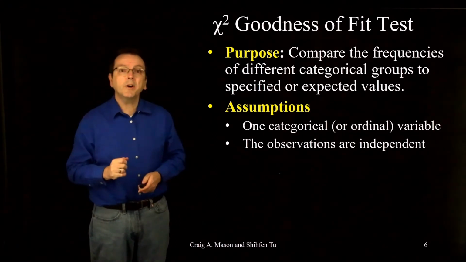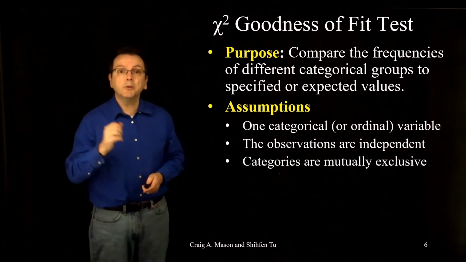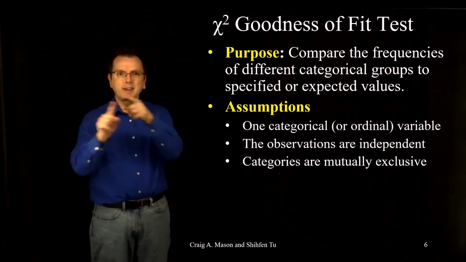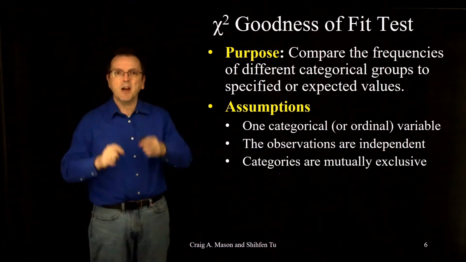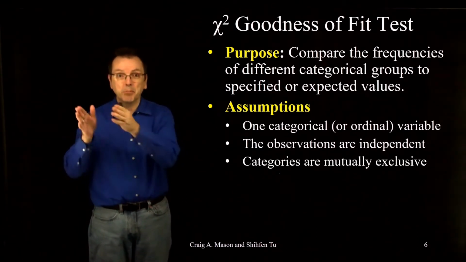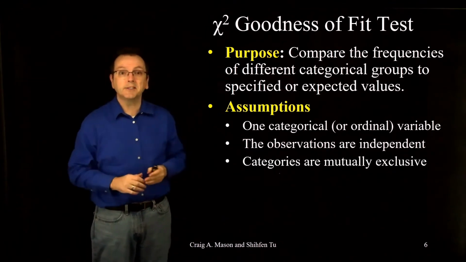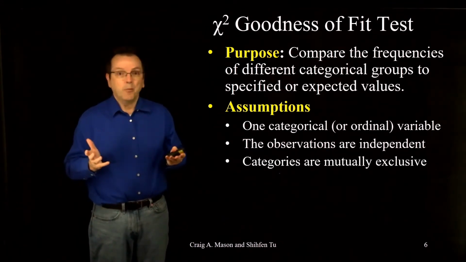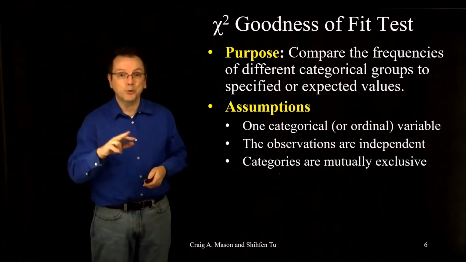Also, the categories need to be mutually exclusive. This just means that someone can't be in two groups at the same time. You'll see we're literally going to be putting people into little boxes for each group in our categorical variable. And one person can't be in two boxes.